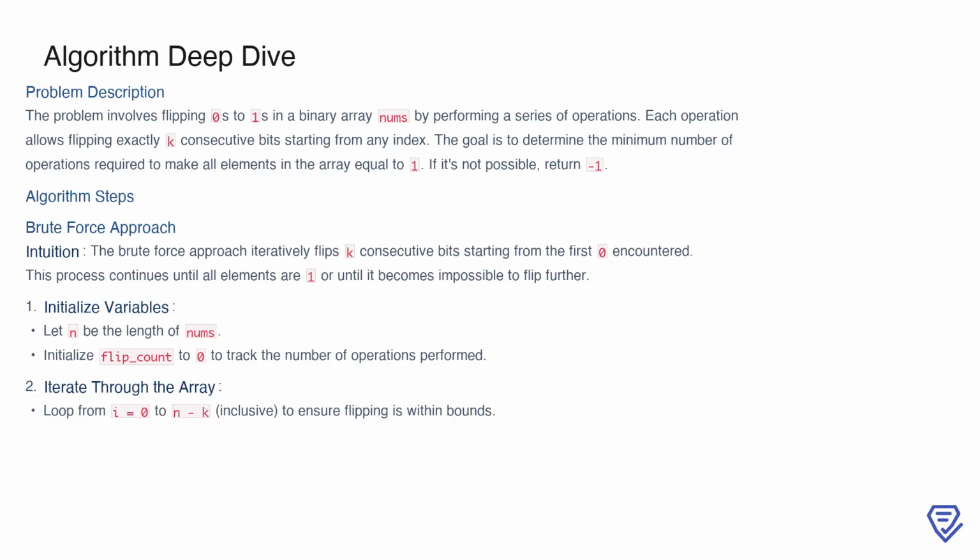To begin with, let's understand the brute force approach. The intuition here is to iterate through the array and flip k consecutive bits whenever we encounter a 0. This ensures that we make progress toward converting all elements to 1. First, we initialize key variables, n to represent the length of the array and flip_count to track the number of flips performed. Then, we iterate from the start of the array up to n-k, ensuring that any flip operation remains within bounds. This forms the foundation of the brute force method.